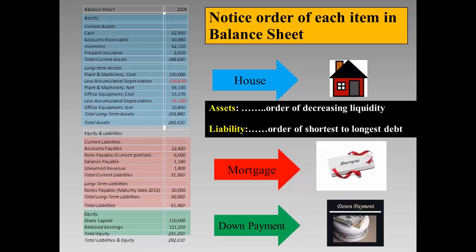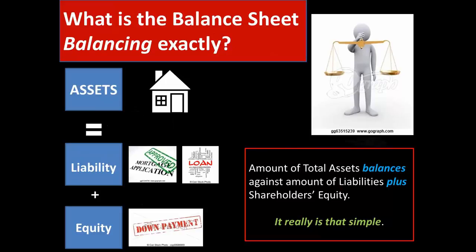And again, going back to our analogy, the balance sheet is the house and is composed of the mortgage, the liability, and the down payment, which is again analogous to shareholders' equity. Now what is the balance sheet balancing exactly? Again, to reiterate, the amount of assets balances against the amount of liabilities plus shareholders' equity. It really is that simple. Find on the internet, you will always see by definition that the total dollar amount of assets will equal the total dollar amount of the liability plus the total dollar amount of the equity.